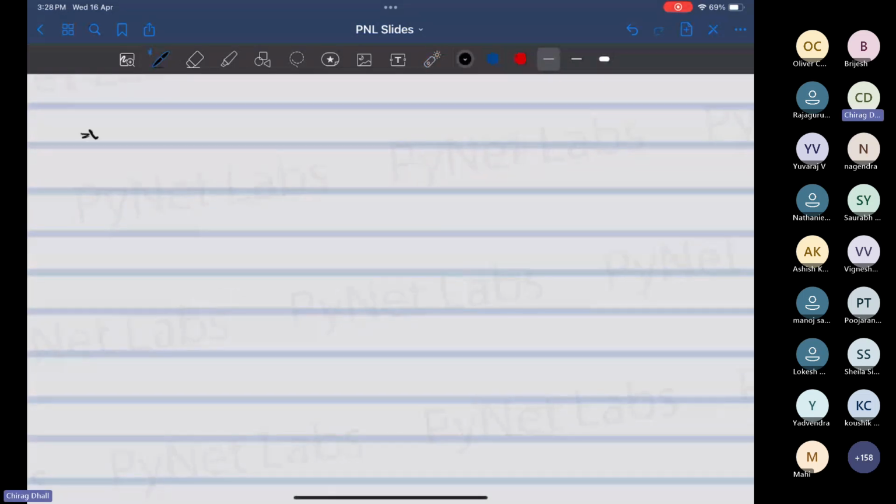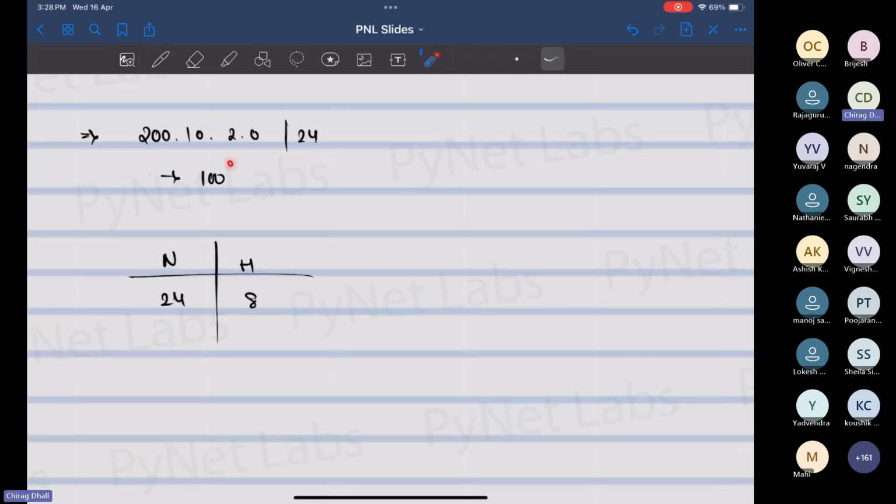Let's say the network we are provided with is 210.2.0/24, and the requirement is, assume that, 100 IP addresses. By default, the distribution is 24 bits and 8 bits. I need to find out how many bits would be enough for 100 IP addresses.